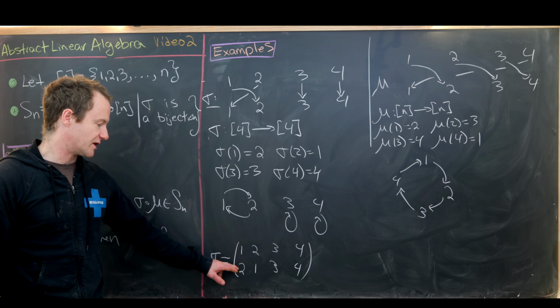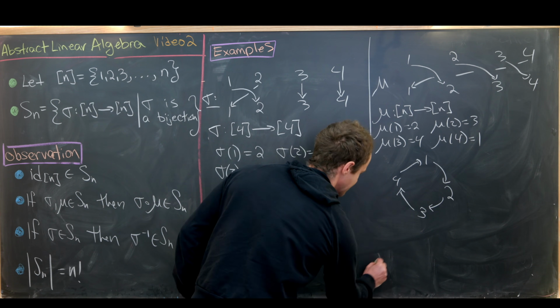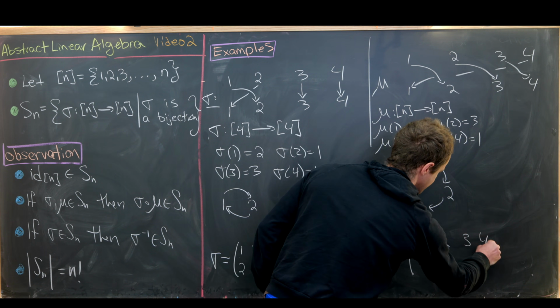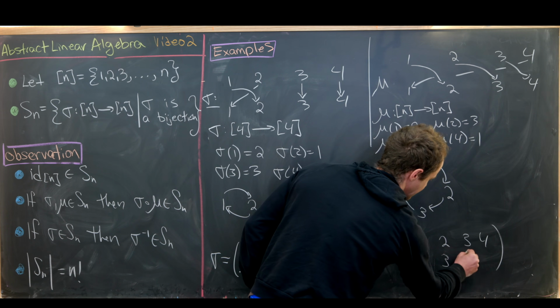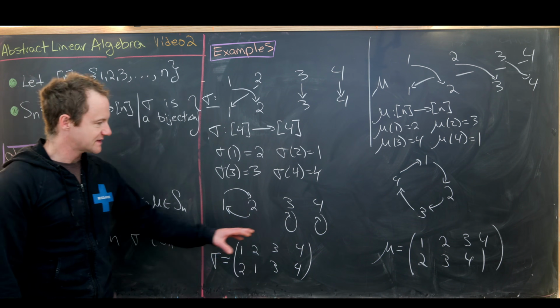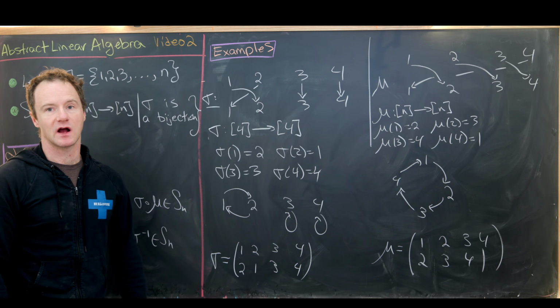Again, because sigma of 1 is 2, sigma of 2 is 1, so on and so forth. And we can do the same thing over here. So mu: 1, 2, 3, 4 in the first row, and then 2, 3, 4, 1 in the second row. Okay, so let's keep those permutations in mind, and on the next board, we'll talk about their composition.